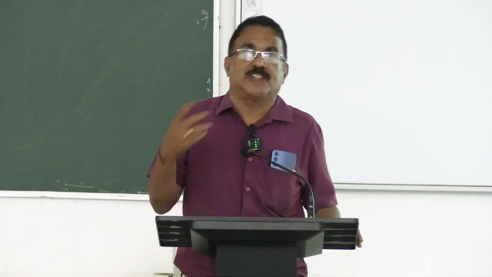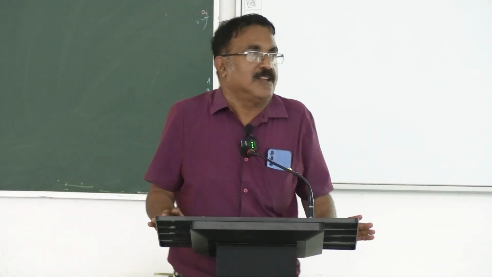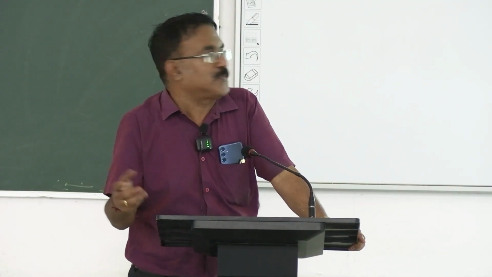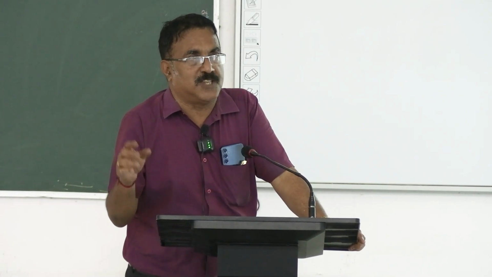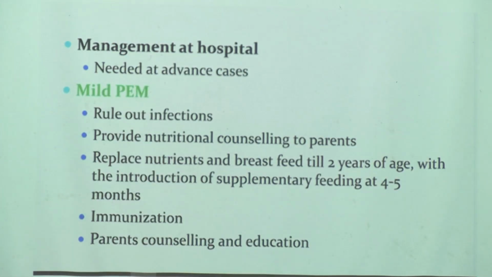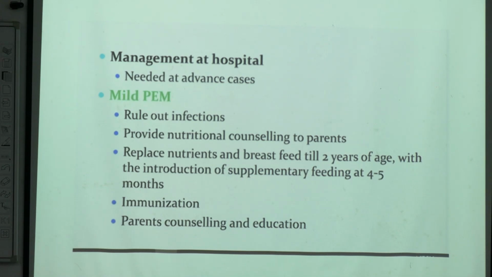Management in hospital: in advanced cases, there's no other way but to go to hospital. In mild PEM, you rule out infections, whether the child has diarrhea or acute respiratory infections. Then again, provide nutritional counseling to the parents. As I said, tell them to give good nutritious, cheap food. You don't have to go for very expensive food. Whatever is available, you can make nutritious food with that. Replace nutrients and breastfeed till 2 years, with the introduction of supplementary food at 4 to 5 months.